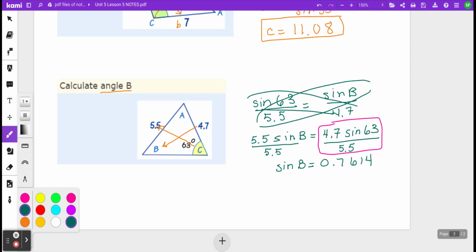And we get 0.7614. Now we want to get the B by itself. And in order to get the B by itself, we need to get rid of the sine. And hopefully you guys remember back to IM2 where you were doing trig, or what we did a few lessons ago. To get rid of the sine, we're going to take its inverse, sine to the -1. Most calculators, you're going to have to do second sine. And we're going to go angle B is 49.6 degrees. And now you're going to work on the assignment. Good luck.